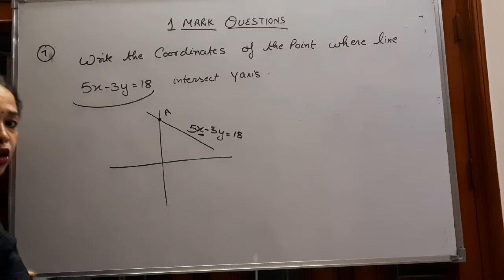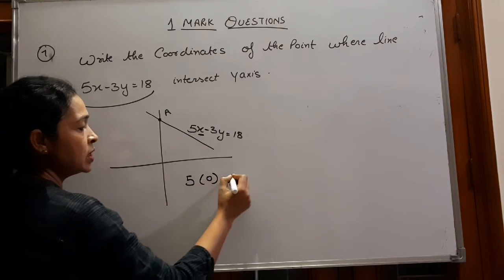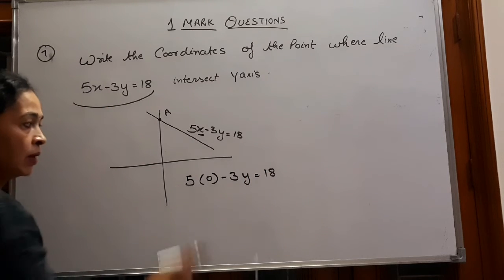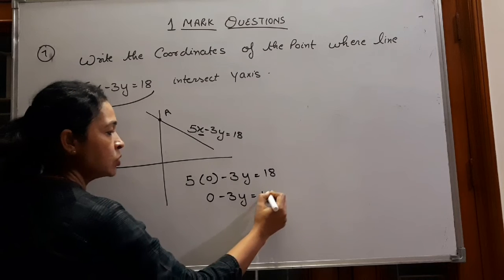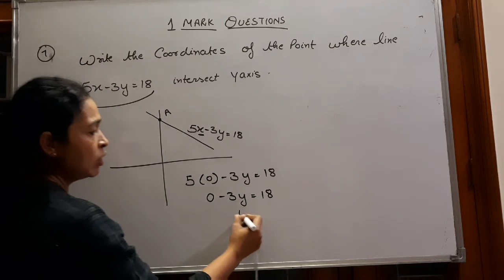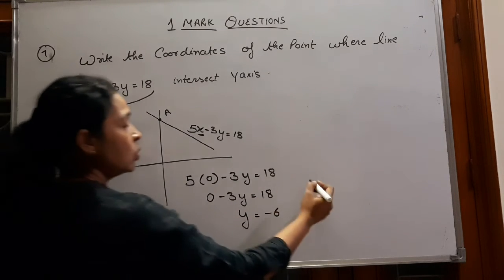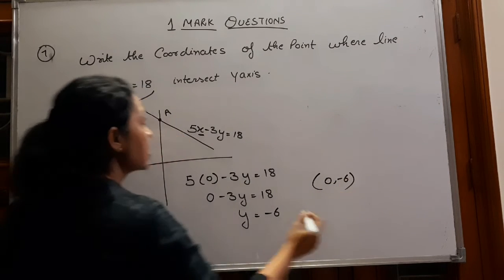If we put the value of x as 0 in this equation, what do we get? 5 into 0 minus 3y equals 18. 5 into 0 is 0. So 0 minus 3y equals 18. What will be the value of y? y equals minus 6. Therefore, the coordinates will be 0 and minus 6.